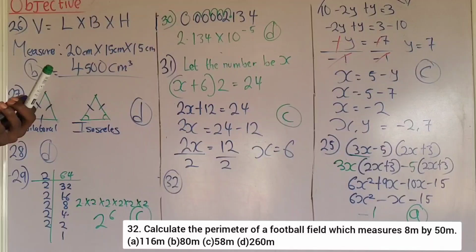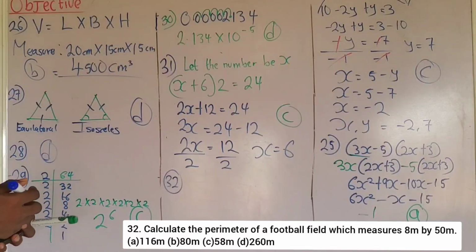Calculate the perimeter of a football field which measures 8 meter by 50 meter. Calculate the perimeter of a football field which measures 8 meter by 15 meter.